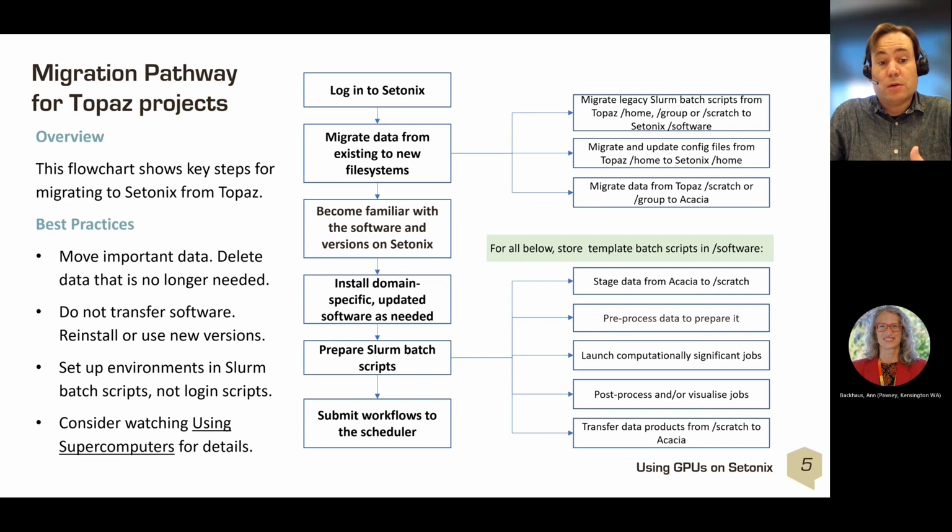We also recommend setting up your environments inside the Slurm batch scripts and trying to avoid using login scripts, as this makes your workflows more portable when you're sharing them with other researchers or requesting help through the help desk system. We also have some more information regarding the transition of data and some of these steps that we provided for our main Setonix migration from Magnus, so you may want to consider having a look at that material as well.